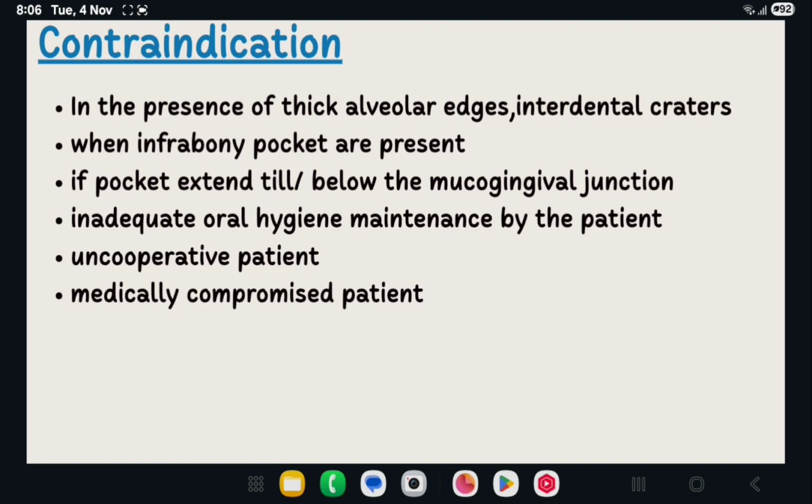Contraindications: do not perform gingivectomy in the presence of thick alveolar ridges and interdental craters, or when infrabony pockets are present, because bone is involved. Also avoid it if the pocket extends to or below the mucogingival junction, with inadequate oral hygiene maintained by the patient, in uncooperative patients, and in medically compromised patients.